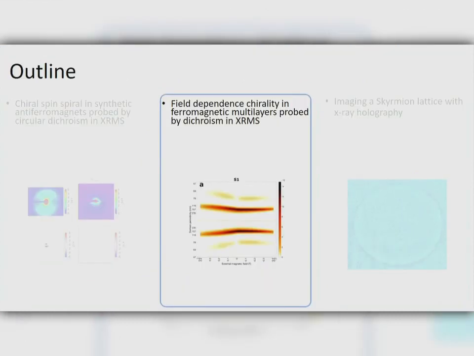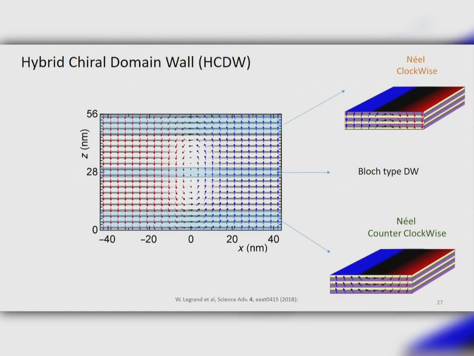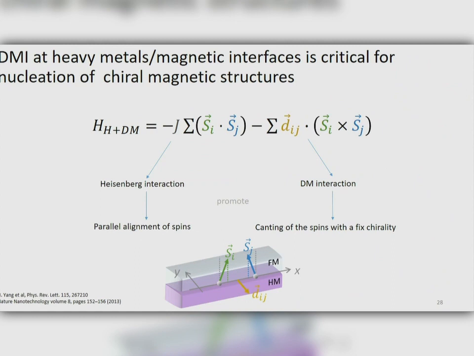Now I want to show you something different: the magnetic structures that are formed in these ferromagnetic coupled layers, which are hybrid chiral domain walls. So what is a hybrid chiral domain wall? A domain wall that on the top has a Néel clockwise domain wall type, at the bottom has a counterclockwise one, so you already have a hybrid chirality, but in the center you have a Bloch type domain wall. That means that the magnetization at this point is going into the screen.